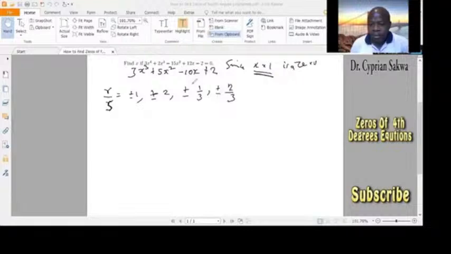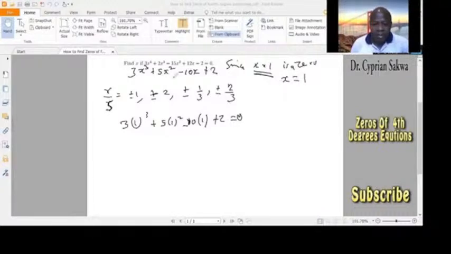So the only way we can solve it is by substituting: 3 plus 5 times 1 raised to 2 minus 10 times 1 plus 2. What does this give us? So this is 3 plus 5, which is 8, minus 10, which is negative 2, plus 2, which is 0. Good. So again, we've seen that x equals 1 is another solution. It's a solution to this.